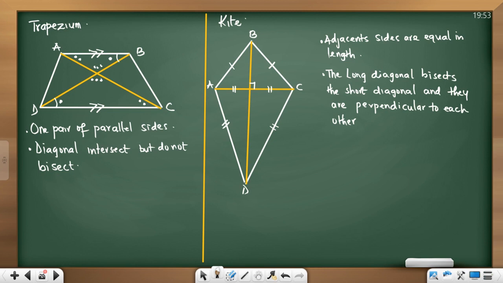Perpendicular to each other. Another important point. All right? And remember, since I said perpendicular, we're talking about the gradient. Let me just write that. Gradient of AC times the gradient of BD would be equal to what? Negative 1. Let's put M there. And AM in terms of length will be equal to what? MC.